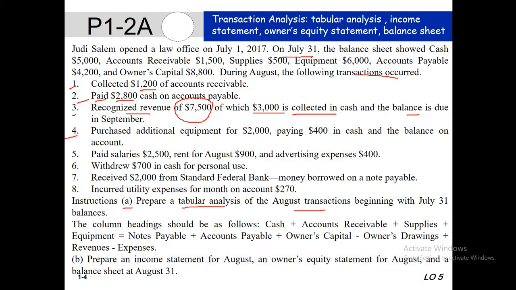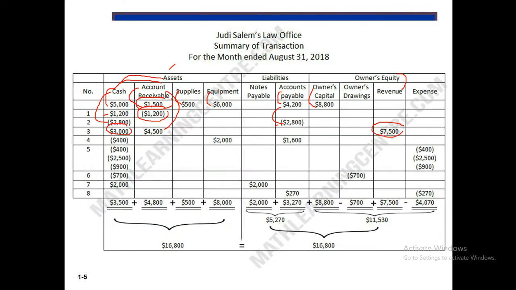Number 4, purchase additional equipment 2000, paying only 400 in cash and the balance on account. So for the additional equipment, our asset will be increased, and for this payment our cash will be decreased, and the balance on account means this will be our liabilities. So equipment 2000 will increase our assets, this cash payment means cash will be decreased, and 1600 in accounts payable will be increased.